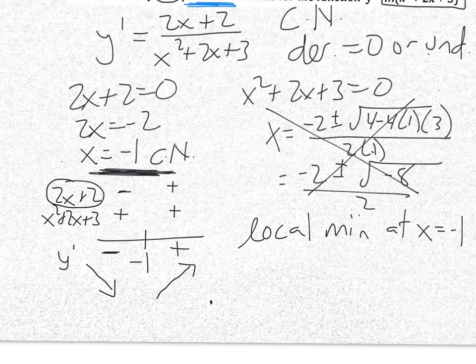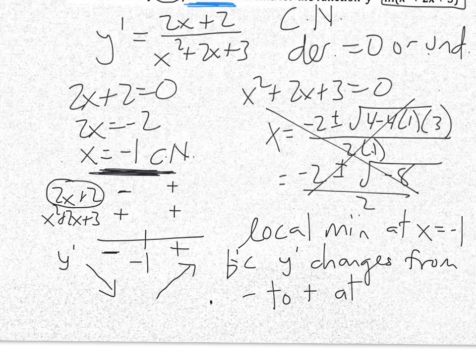And a justification, remember, you're going to have to justify on the AP test. Our justification is real short and sweet. We say because y prime changes from negative to positive at x equals negative 1. You'll have to use that justification, no doubt, on your AP test.